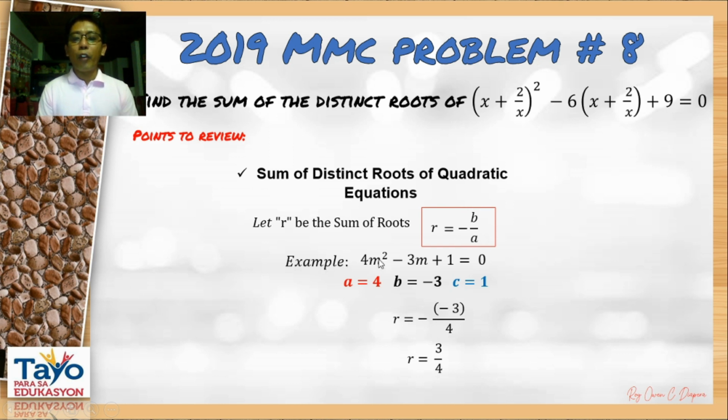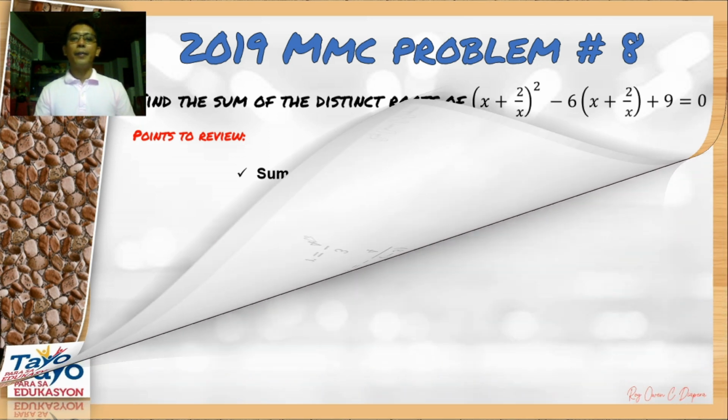Example, 4m squared minus 3m plus 1 equals 0. A is 4, b is negative 3, and c is 1. To solve for the sum of the roots, that is negative b over a, we substitute the value of b, which is negative 3, all over the value of a, which is 4. So negative times negative is positive 3 all over 4.